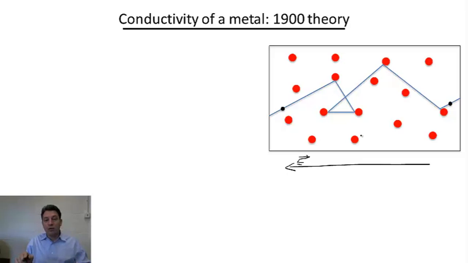Now, it turns out that the first theory of this conductivity, of this current in a metal, was put together back in 1900.